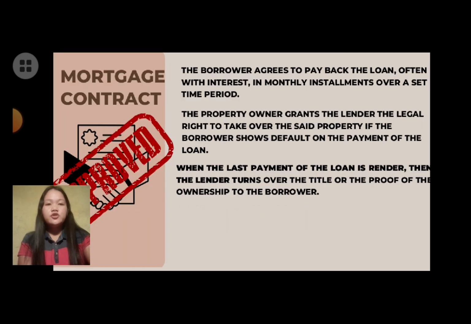Next is the mortgage contract. A mortgage contract is a legal agreement or document wherein the borrower agrees to pay back the loan, often with interest, in monthly installments over a set period of time. The property owner also grants the lender the legal right to take over or seize the property if the borrower defaults on the payment of the loan. And when the last payment of the loan is rendered, the lender turns over the title, or the proof of ownership, to the borrower.